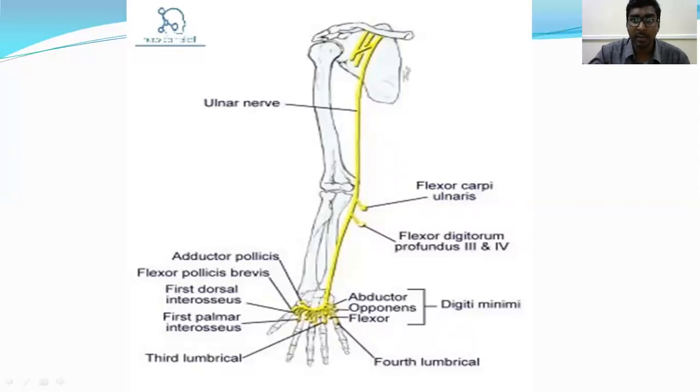So this is the course of the ulnar nerve. Ulnar nerve, which is a branch of the medial cord, and like the median nerve, the ulnar nerve also has no branches in the arm. Just below the elbow, it gives up 2 branches. I already told you: flexor carpi ulnaris and the medial half of the flexor digitorum profundus. Medial half means the flexor digitorum profundus supplying these 2 fingers is supplied by the ulnar nerve.